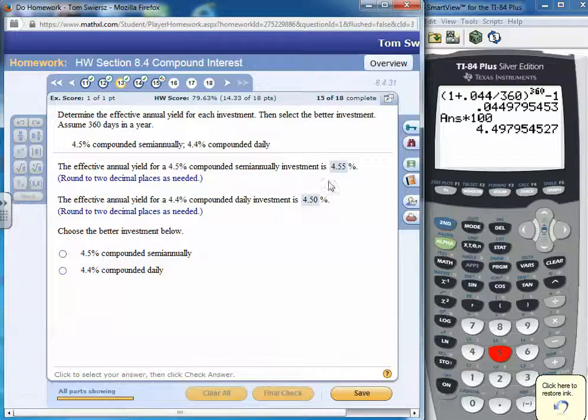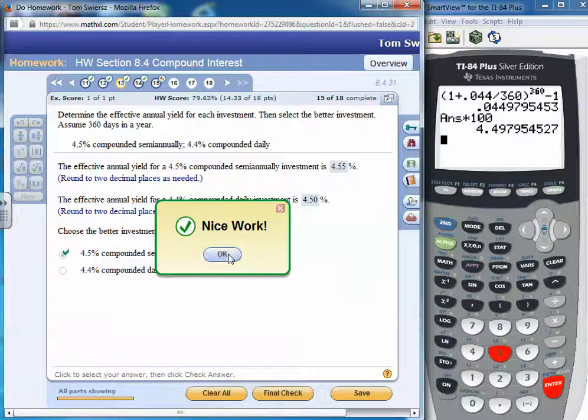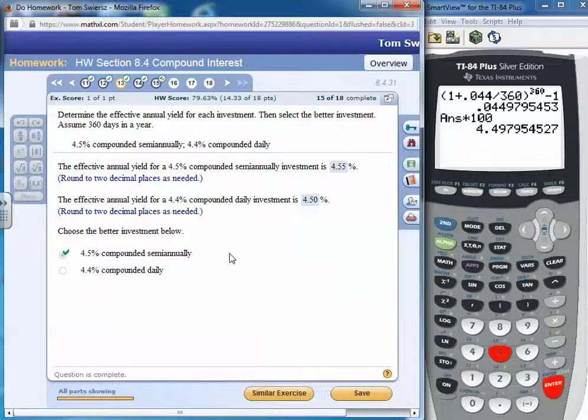All right, the effective annual yield for the semi-annual is 4.55, which is higher than the effective annual yield for the daily. So the semi-annually will be the one that will be the better investment because it'll produce more money. All right, very good.